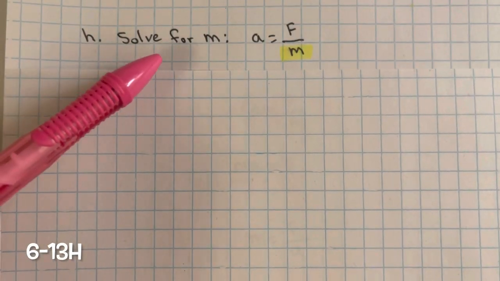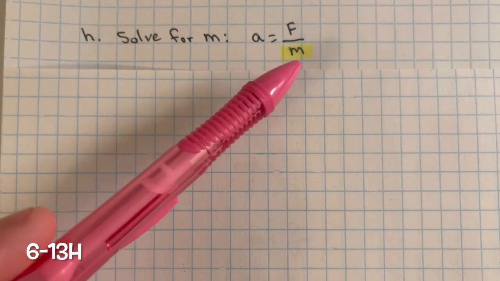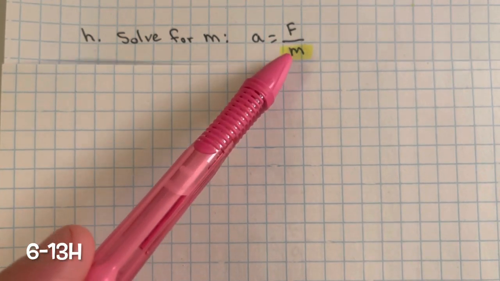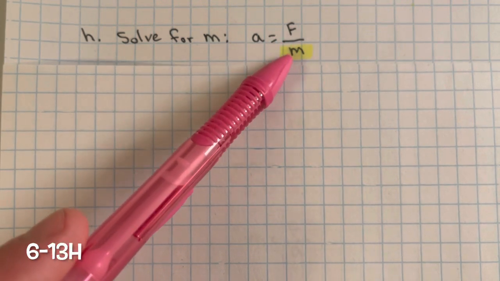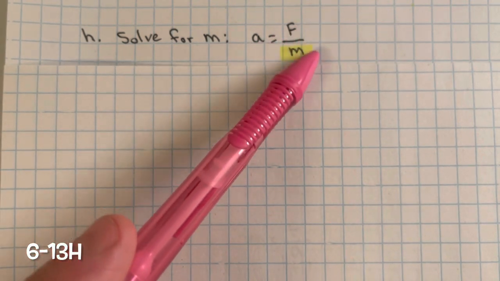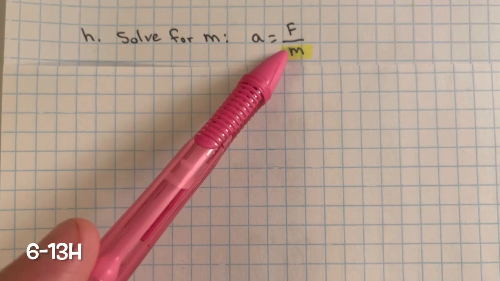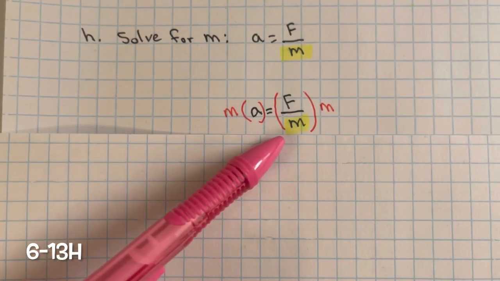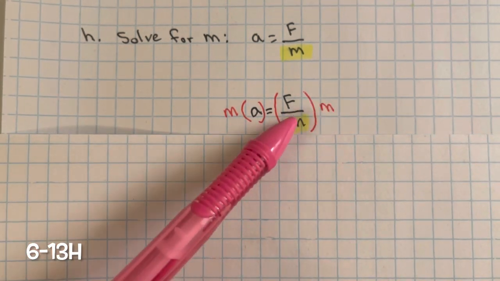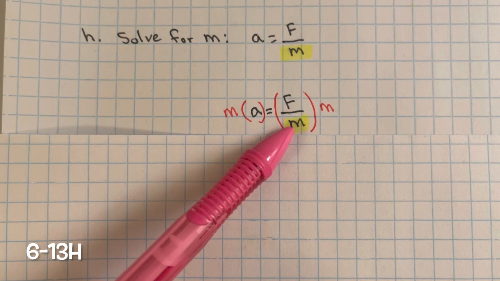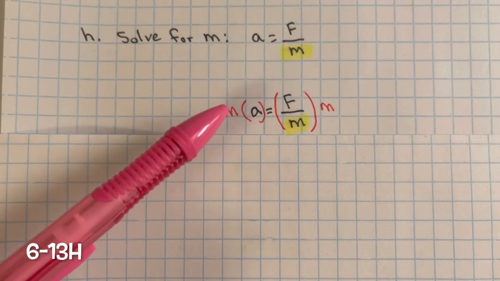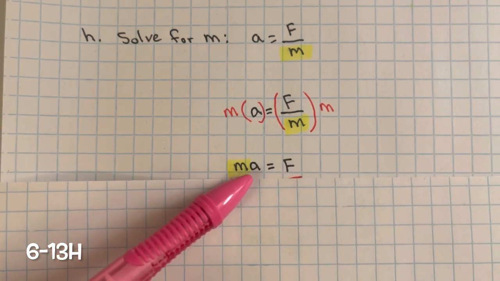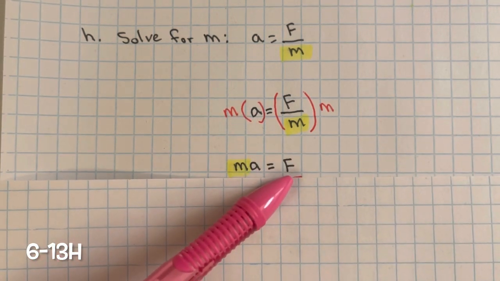Problem H, we're solving for the variable m. So this is kind of like the fraction buster method that we did previously. We want to eliminate the m in the denominator, and we can do that by multiplying both sides of the equation by m. And m divided by m equals 1, and f multiplied by 1 is just f. What you do to one side, you do to the other. So m multiplied by a equals ma. And we have f on the right side.